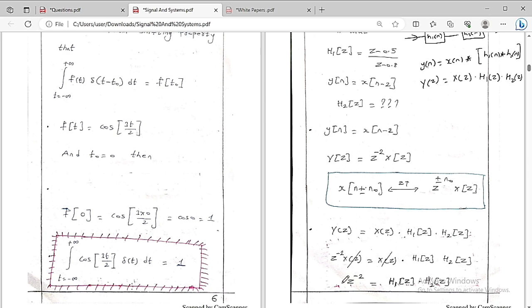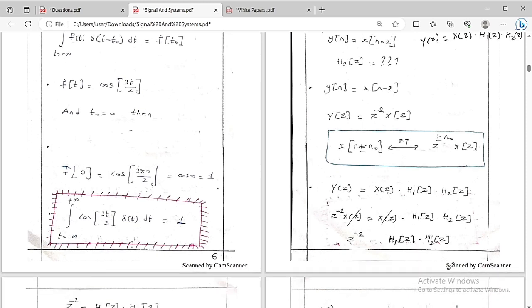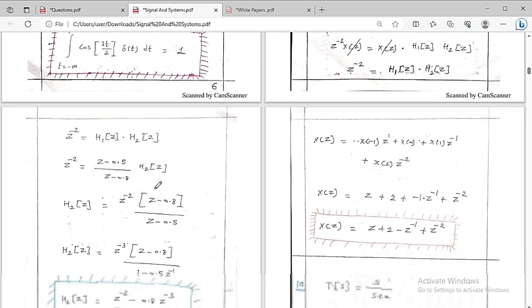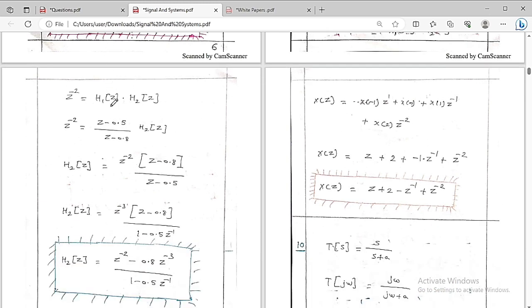So x of z cancels everywhere. We get z to the power of minus 2 is equal to h1 of z into h2 of z. The same thing is written here again: z to the power of minus 2 is equal to h1 of z into h2 of z. The h1 of z value you know: (z minus 0.5) by (z minus 0.8). Now substitute here and then we simplify.